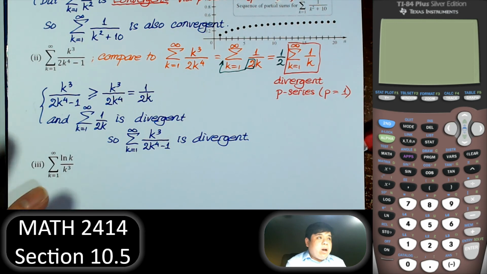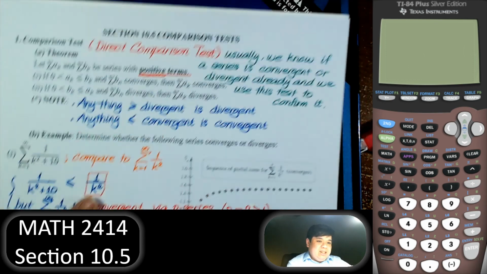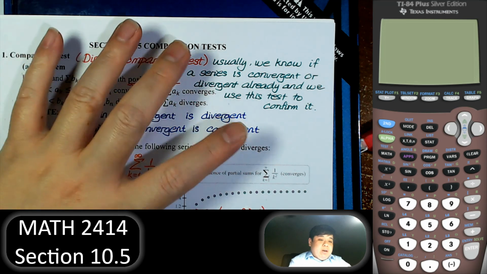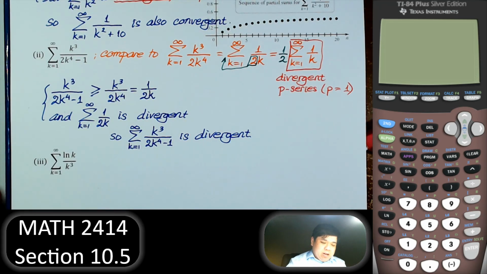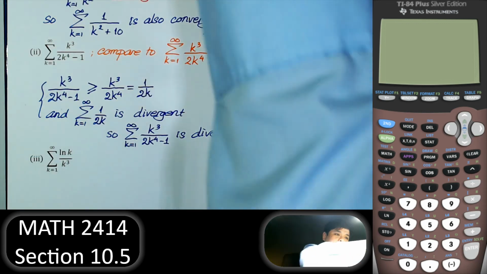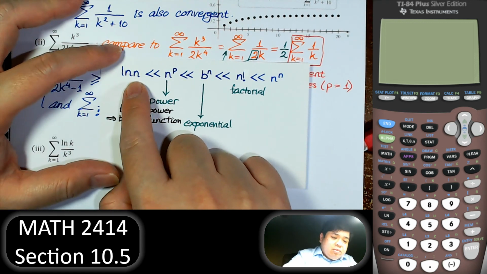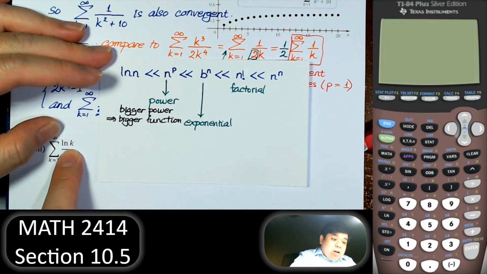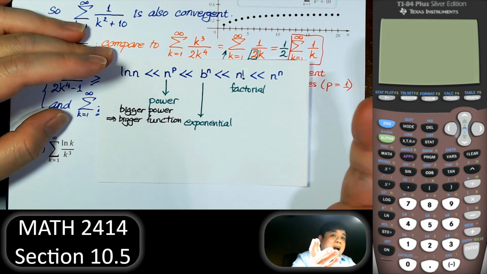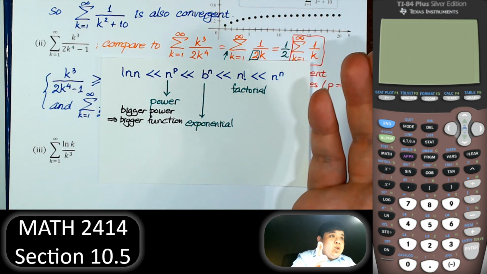Right. Now this one, what do we compare to? Now this is a bit tricky, right? That's why this test, usually we use it when we already know the answer, and we just use the test to confirm it. So take a look at this. By the way, there's the ranking here, right? So the ranking says ln is usually less than any power function. So ln of k is less than any power of k, less than k, less than square root of k, less than k squared.